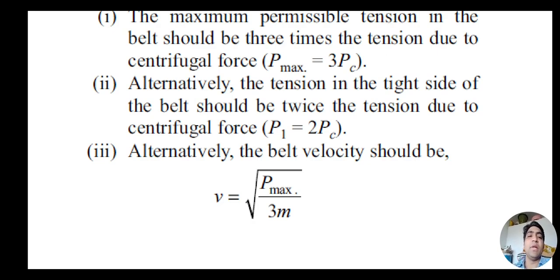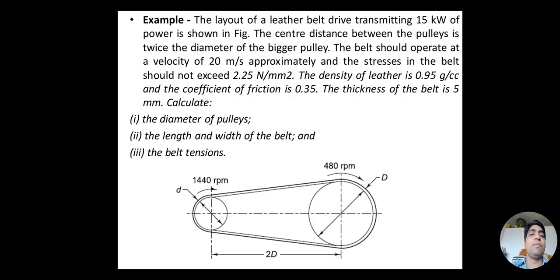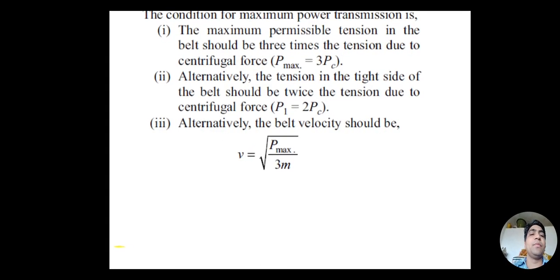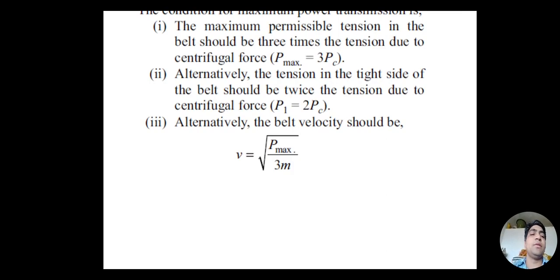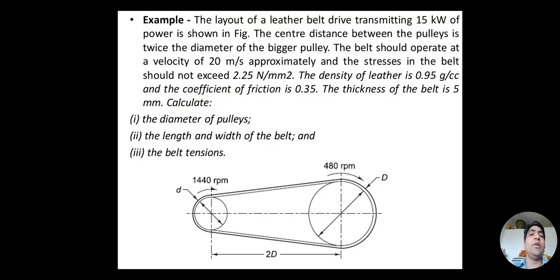Third condition, alternatively, the belt velocity should be equal to square root of P max upon 3m. Maximum belt tension divided by 3m. m is the mass of the belt per meter length. These are the conditions for maximum power transmission. Let's see the numerical based on this.